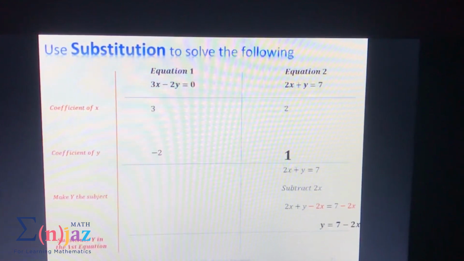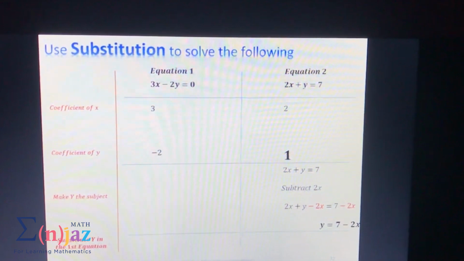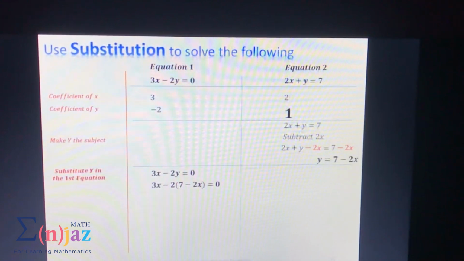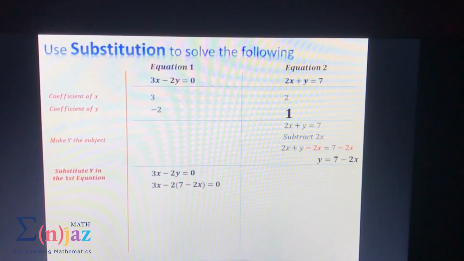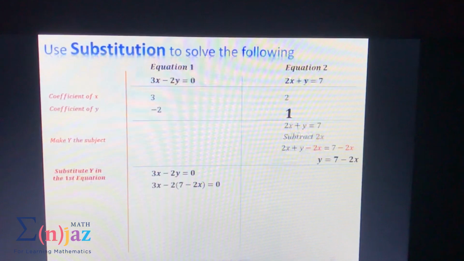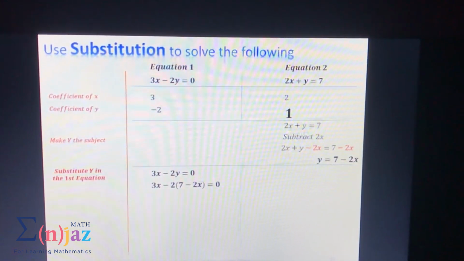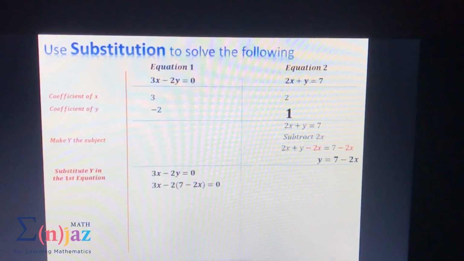Now, substitute y in the first equation. So we rewrote the second equation in terms of y. Now, substitute y in the first equation. So if y is equal to 7 minus 2x, then the first equation 3x minus 2y, which means 2 times y. And we're going to place y in brackets because y is not given as a number. We did not find it as a number, we found it as an expression. So that's why it must be placed inside brackets.